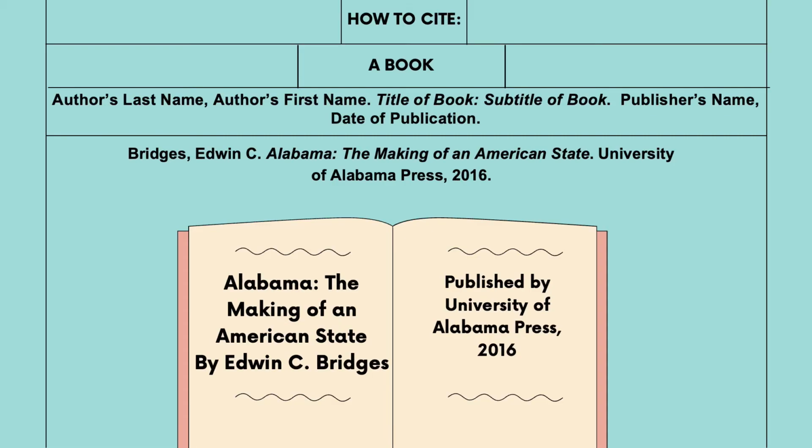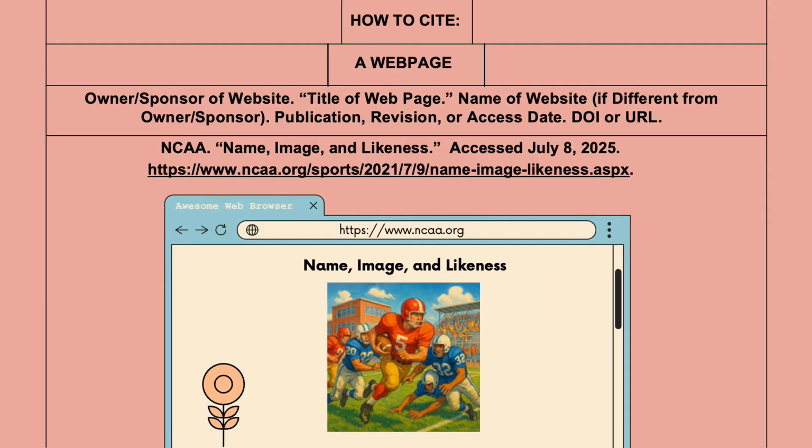This can be seen in this example of a journal article. In this example of a book citation, you can see that the author is cited in a last name, first name format with a period following. Finally, for this web page citation, I want you to notice that we do not include the website name, since it is the same as the site owner. Additionally, since the page has neither a publication nor revision date, we would include the date it was accessed.